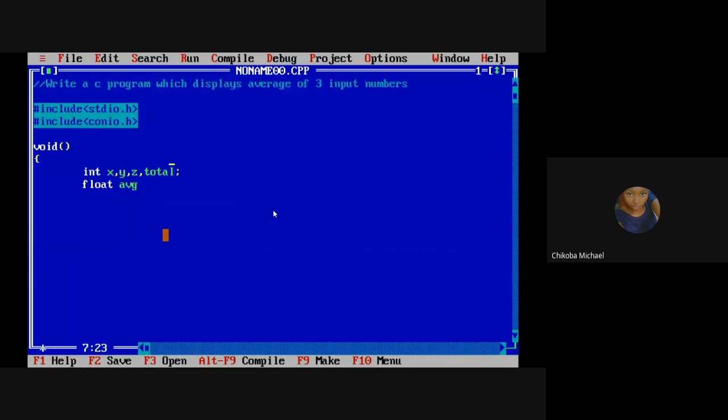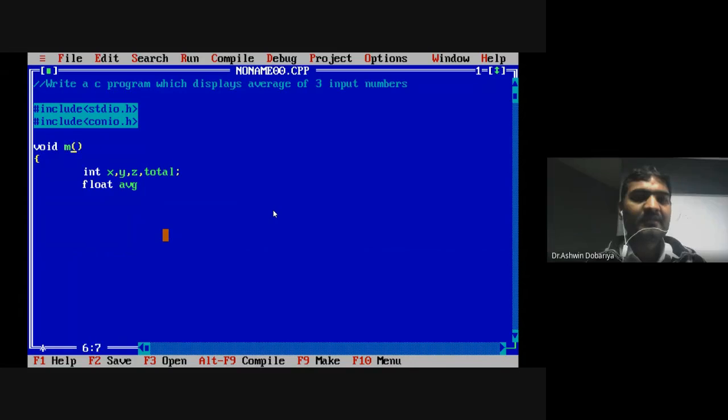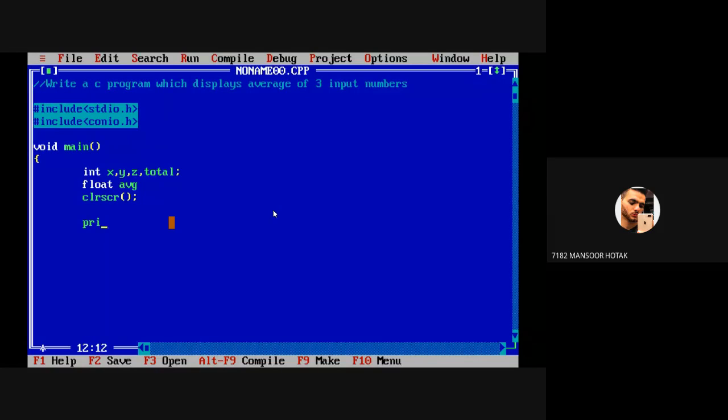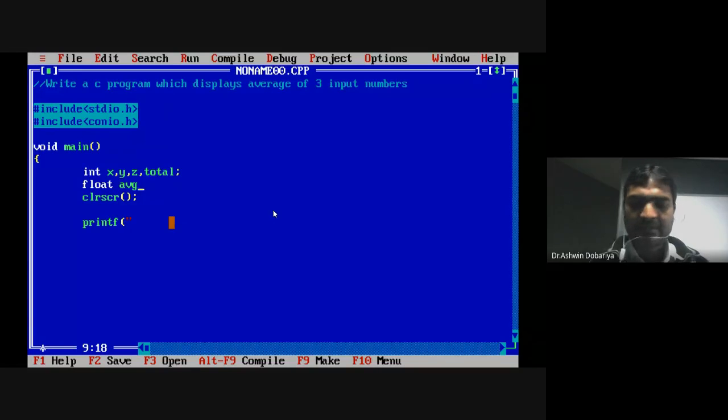Yes, there's an error. You have forgotten main. Void main. Main is forgotten. Yes. Now you tell me, I also made one mistake in these three statements. Where is the mistake? You forgot the semicolon in the average. Yes, here the average semicolon is forgotten. Very good.